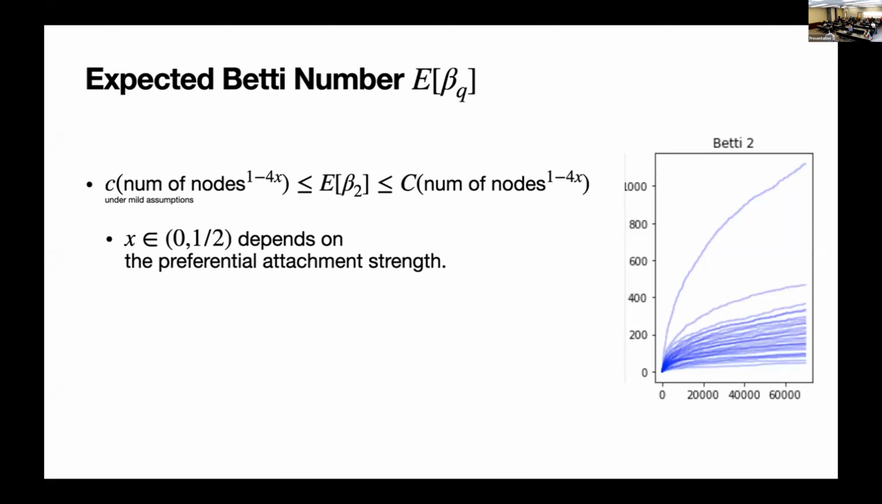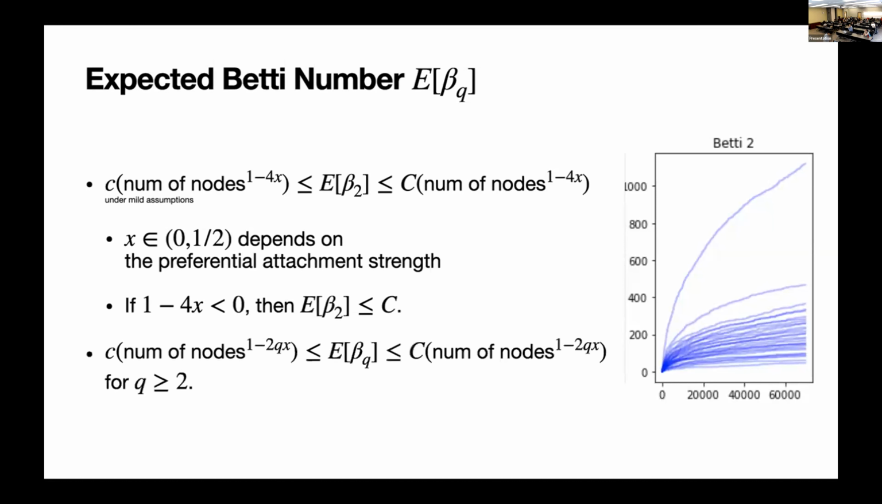Okay, so here are our theoretical results. We proved that the expected second Betti number is basically the number of nodes raised to a sublinear power, up to some constant. And the power depends on the preferential attachment strength. The stronger the preferential attachment strength is, the larger the power is. And since the exponent is 1 minus 4x, it begs the question of what happens when the exponent is negative. You can show that the expected Betti number is bounded. It doesn't converge to 0, it's just bounded.